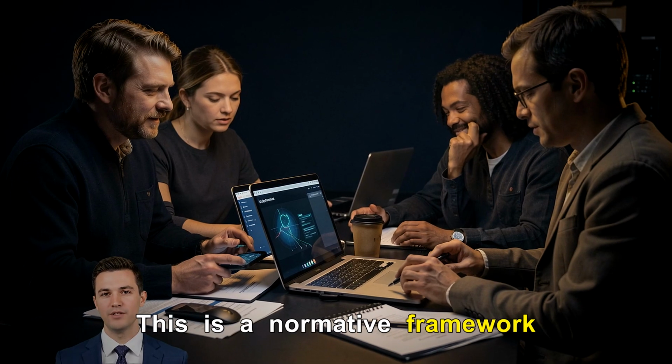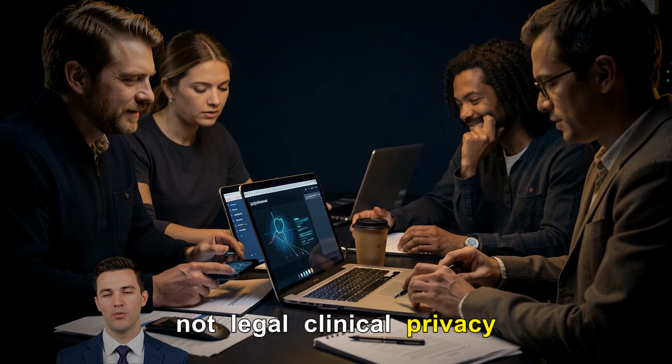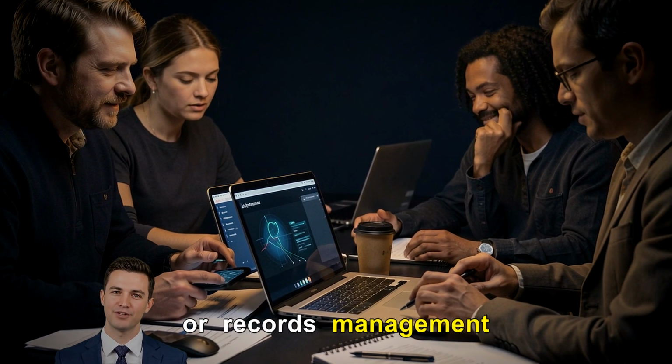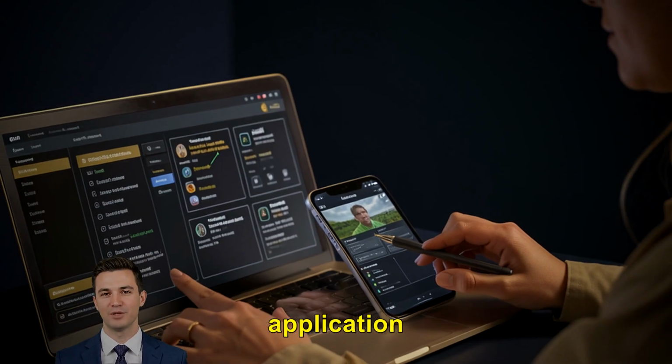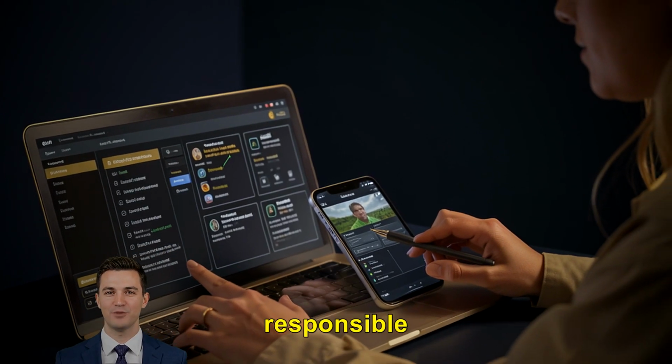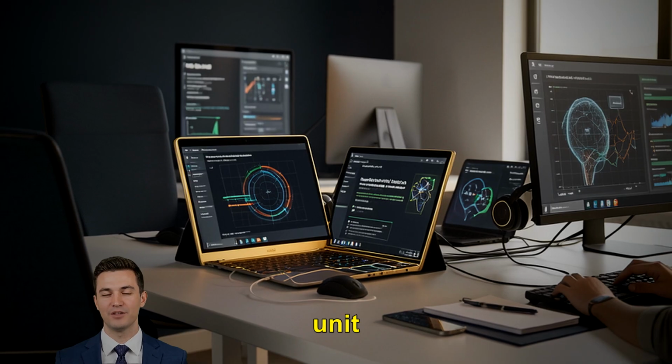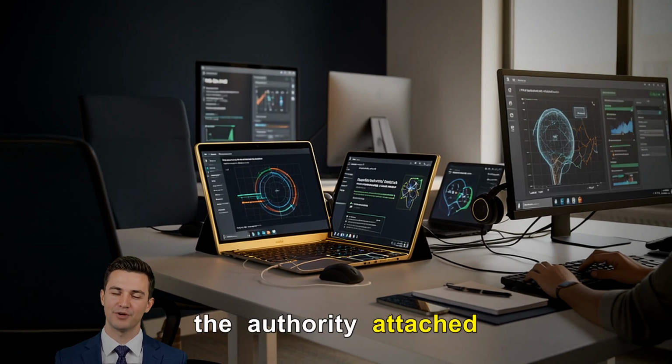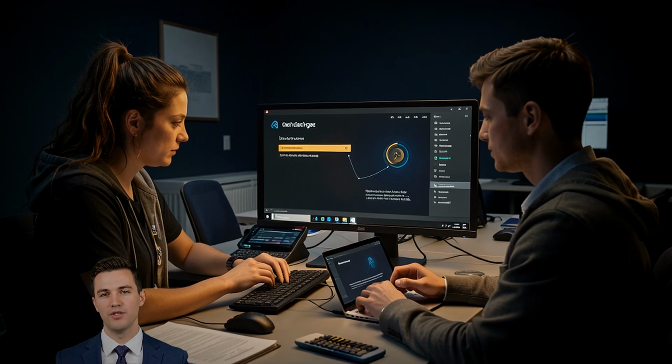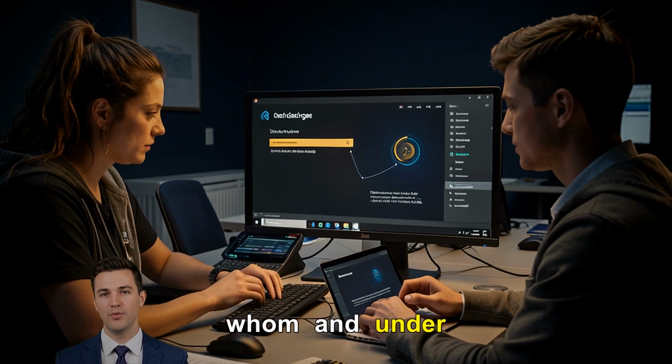This is a normative framework, not legal, clinical, privacy, security, or records management advice. Real application requires current evidence and responsible domain review. The ethical unit of memory is therefore the authority attached to a record: who can use it, why, for how long, against whom, and under what challenge.